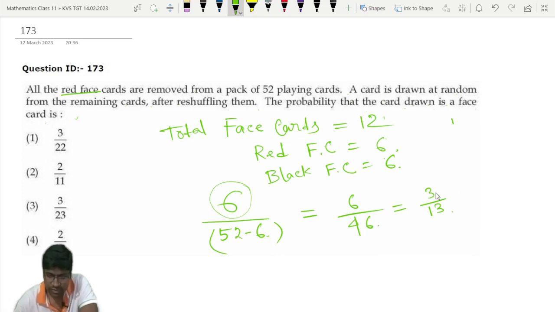Okay, 6 by 46. So this will become 3 by 23. That is the correct answer, 3 by 23. So option 3 is the correct answer for this question.